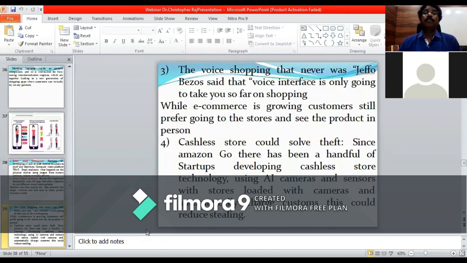Third, the voice shopping that never was. Jeff Bezos said that the voice interface is only going to take you so far on shopping. While e-commerce is growing, customers still prefer going to the store and seeing the products in person. Fourth, cashless stores can solve theft. Since Amazon Go, there has been a handful of startups developing cashless store technology using AI cameras and sensors. With stores loaded with cameras and automated charging of customers, this could reduce stealing.